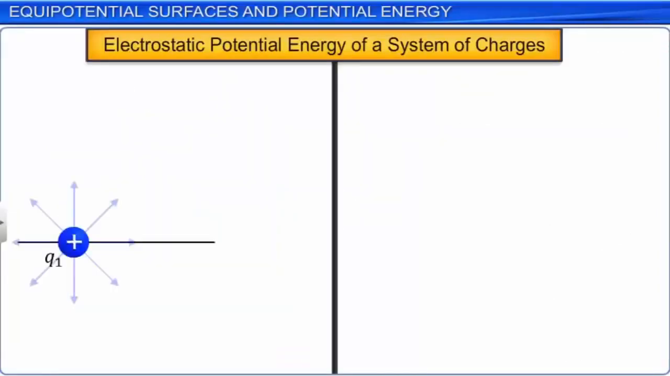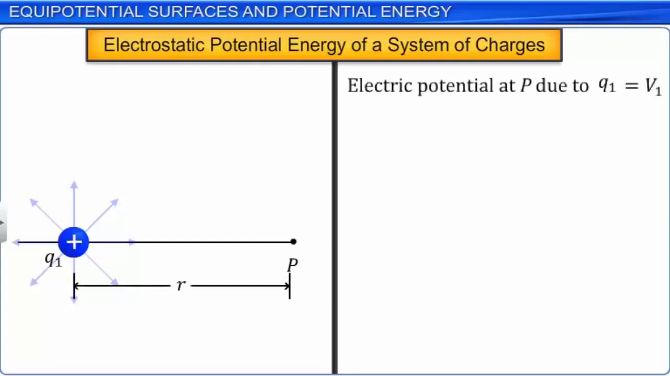Now let us learn about the electrostatic potential energy of a system of charges. Consider a charge Q1 and let P be a point in the electric field of Q1 at a distance of r from the charge. The electric potential at P due to the charge Q1 is equal to V1, equal to 1 by 4 pi epsilon naught into Q1 by r. Let this be equation 5.